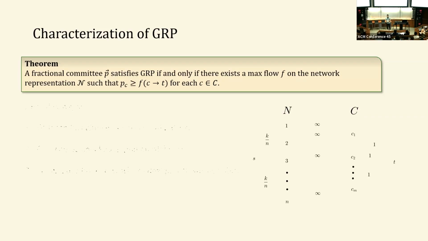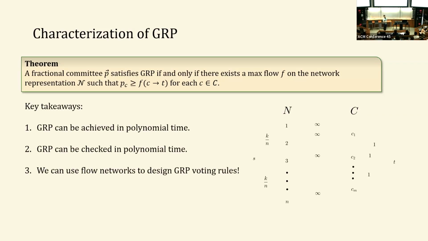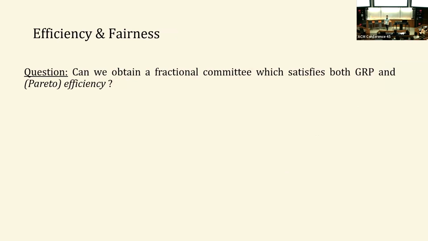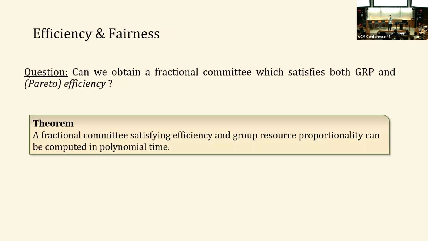Okay, so why is this helpful? First of all, it tells us that GRP can be achieved in polynomial time by simply computing a max flow on the network. Second of all, it shows us that it can be checked in polynomial time, which we show in the paper. And most importantly, for the rest of the talk, it allows us to use flow networks to design voting rules that satisfy GRP. Okay, so the first question we ask is, can we do GRP and Pareto efficiency together? And we answer this affirmatively, and we give a polynomial time algorithm to do so.